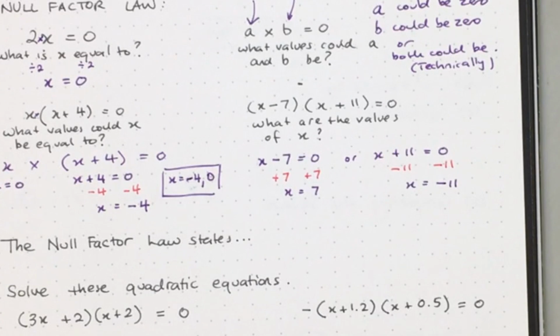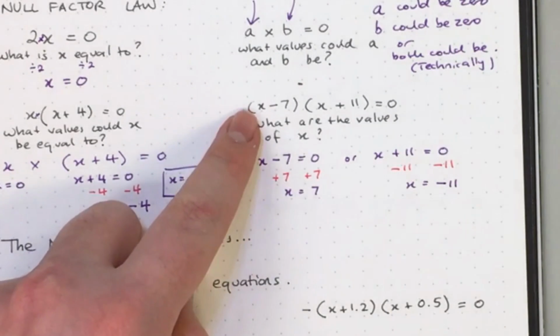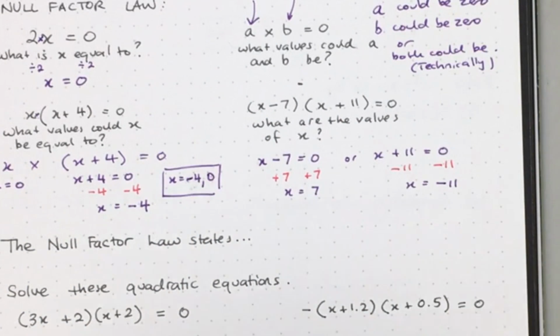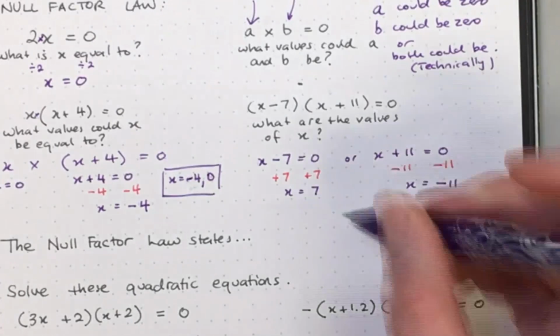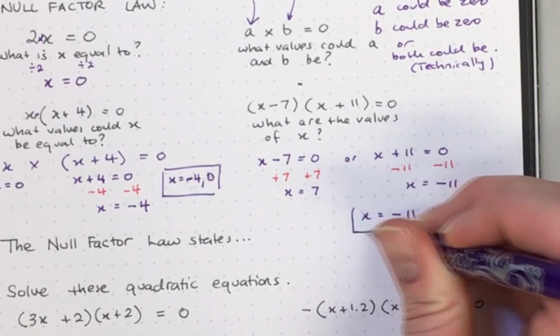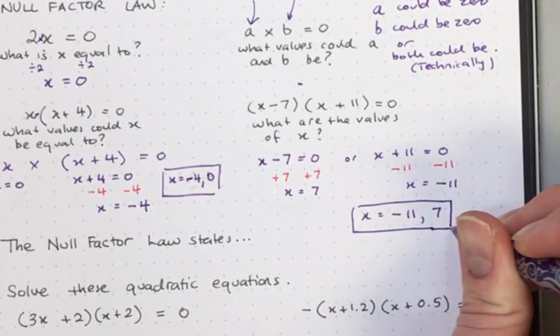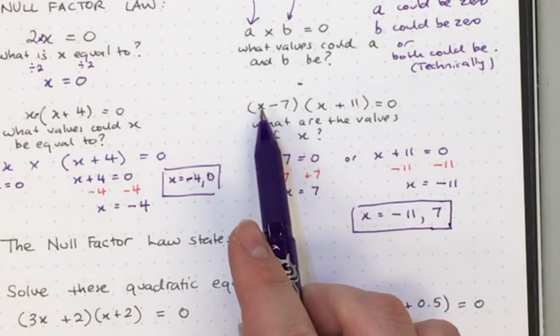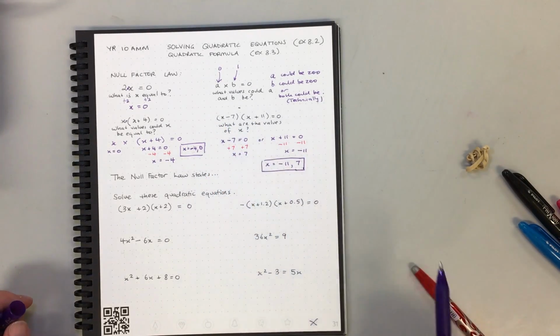Okay, so the point is that you're trying to find values of x such that one of the brackets would be equal to 0, or the other bracket would be equal to 0, or both would be equal to 0. So in order for this to work, x would need to be equal to 7 or x is equal to 11. So my final answers are either 11 or 7. Is that how you write the actual answers? If you replaced x with 0, I'd get -7 times positive 11.